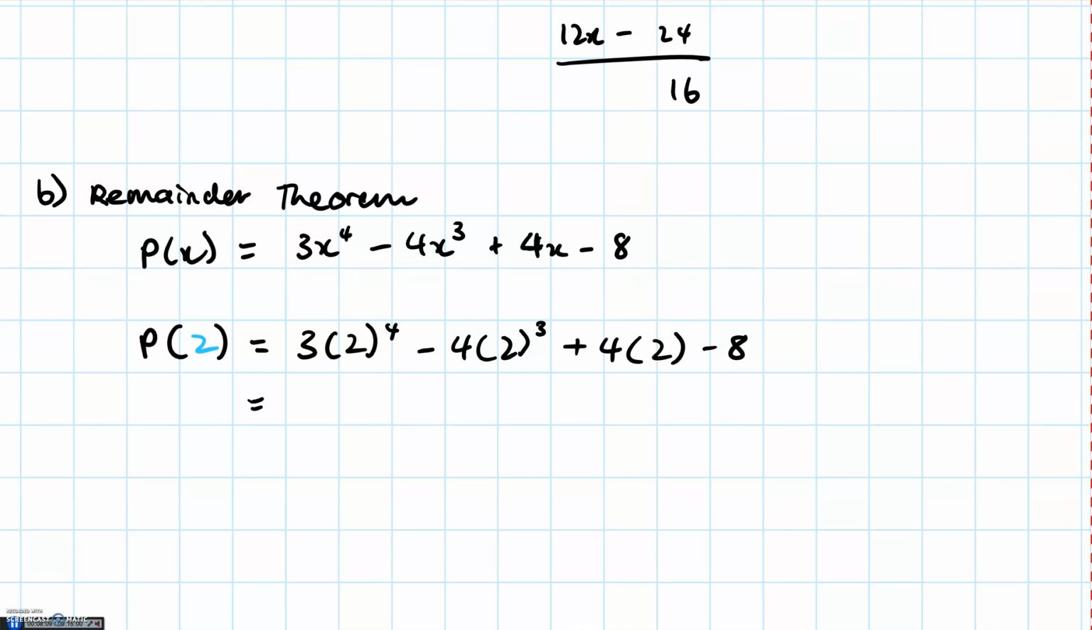I'm just going to evaluate this. 2 to the power 4 is 16, so 3 times 16 is 48, minus 4 times 2 cubed. 2 cubed is 8, so 4 times 8 is 32, plus 4 times 2, which is 8, minus 8. When we fix this all up, we end up getting 16, which is the exact number we would have been expecting because of the long division. So hopefully you can start to see the remainder theorem is really powerful in helping us figure out the remainder when we do polynomial long division.